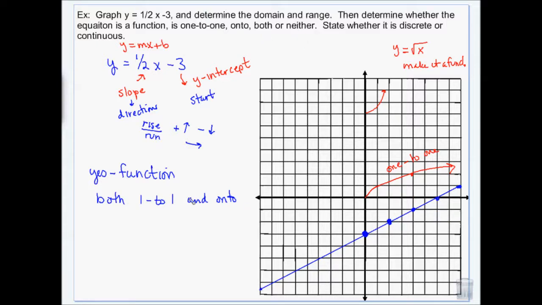And we have a line. It's connected, right? So it's continuous. Basically, any line or curve that goes on forever is going to be continuous.